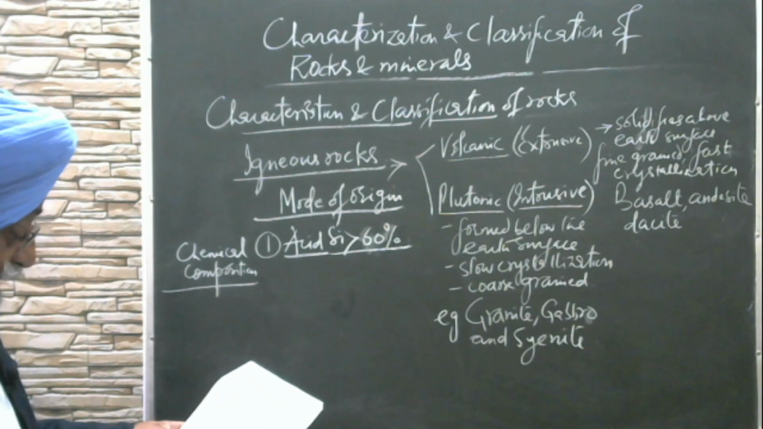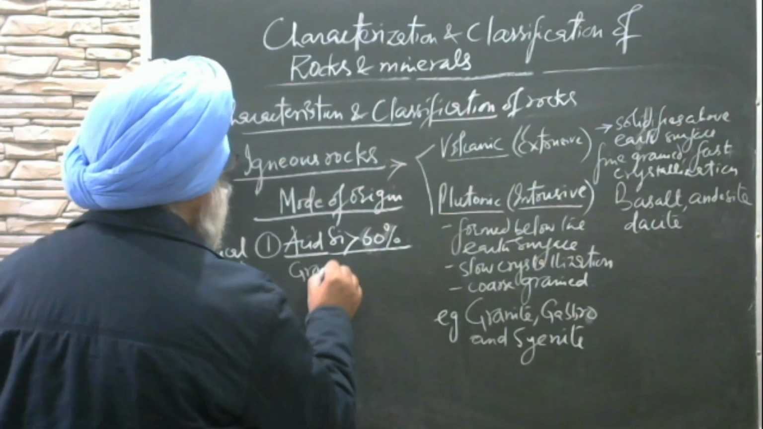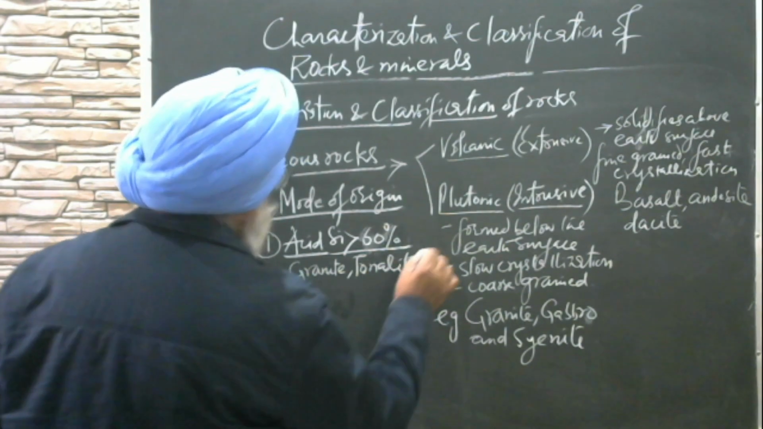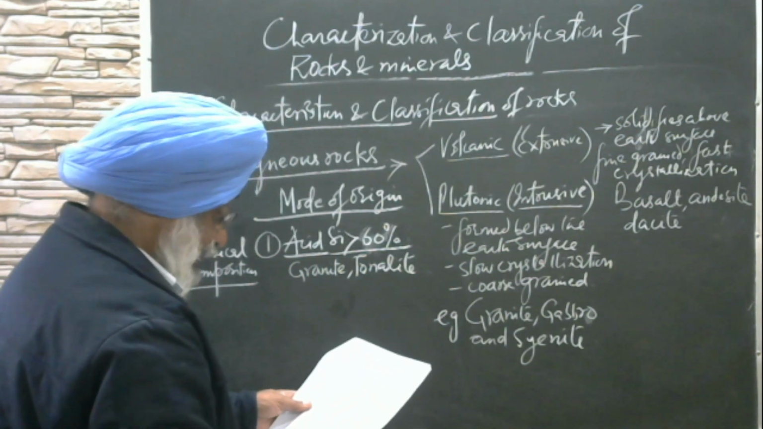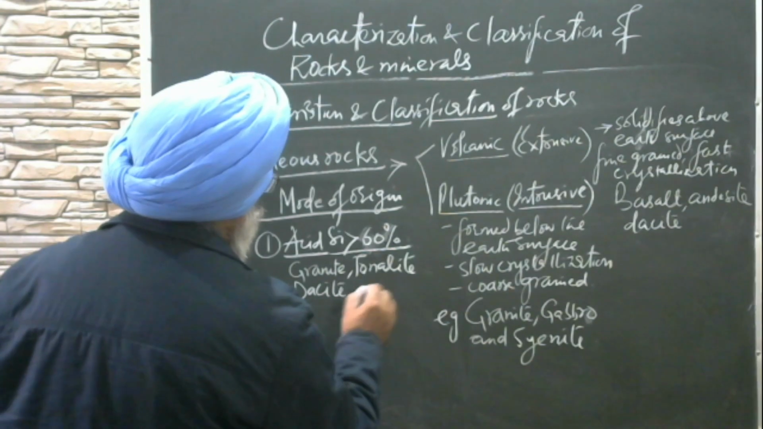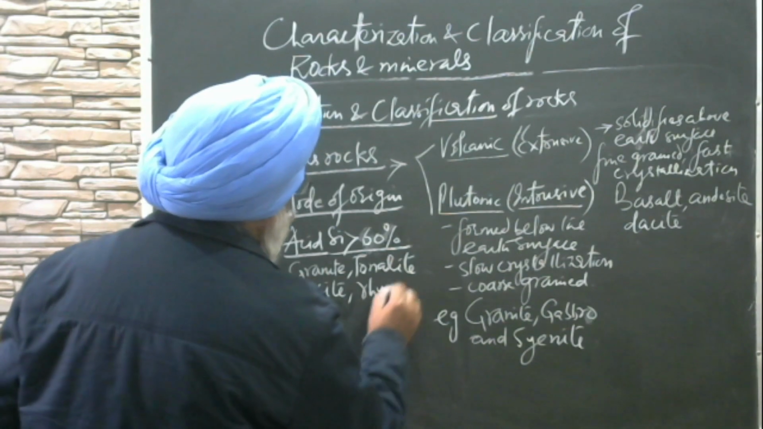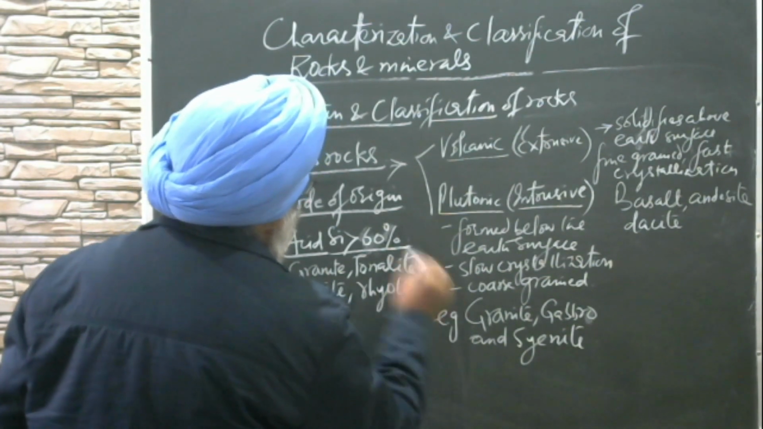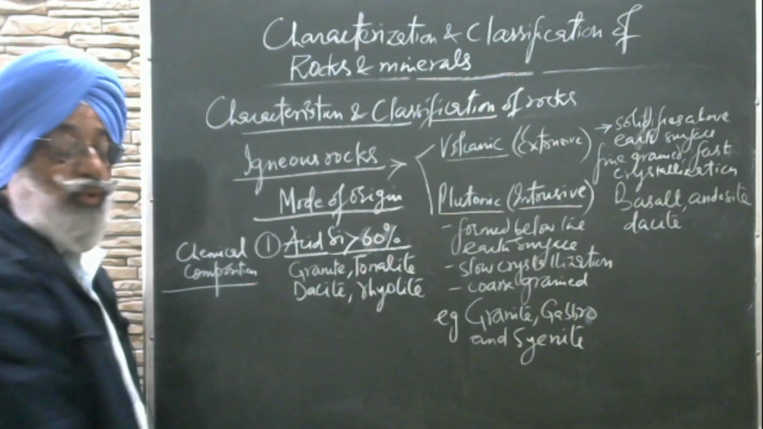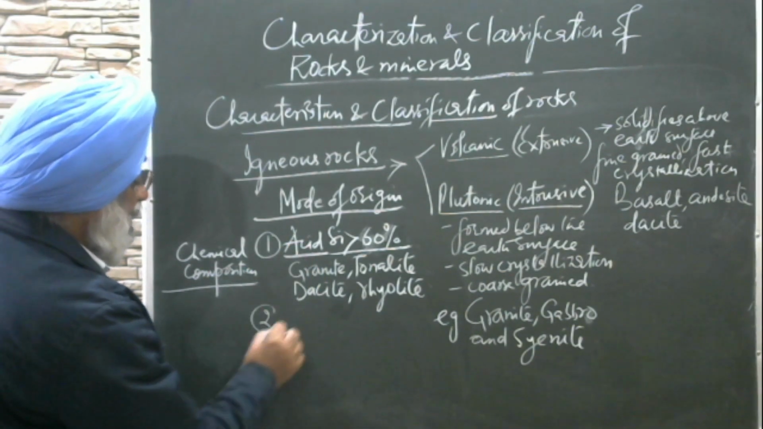And examples are granite, tonalite, and rhyolite, dacite also. So when the silicon content is more than 60%, we call these rocks acid igneous rocks.